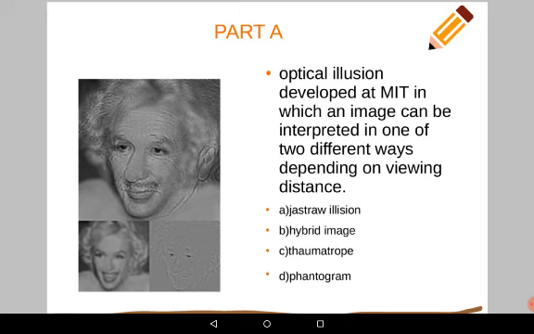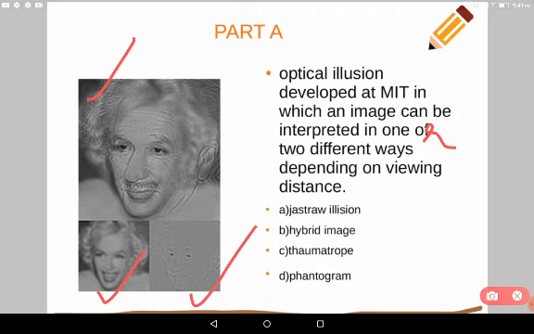And the next last question will be this. Optical illusion developed at MIT in which an image can be interpreted in one of two different ways, depending on viewing distance. Actually, we can see 2 images from this. As we move apart, we will feel like a lady, and if we move close to the image, you will feel like Einstein. And what is this illusion called? This illusion is known as hybrid image.